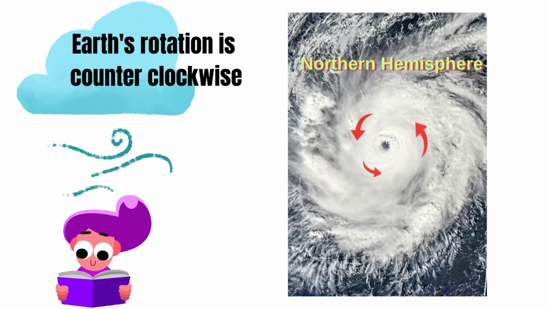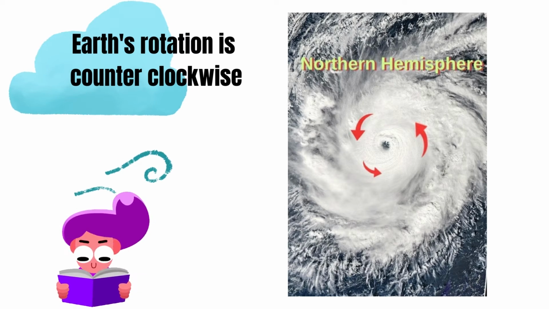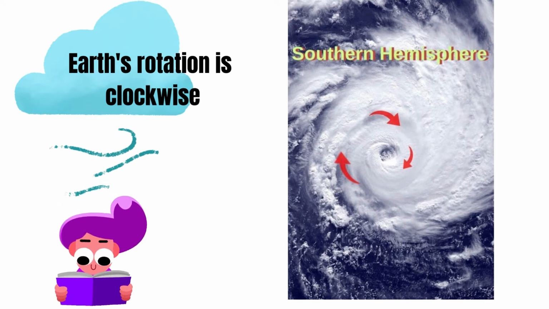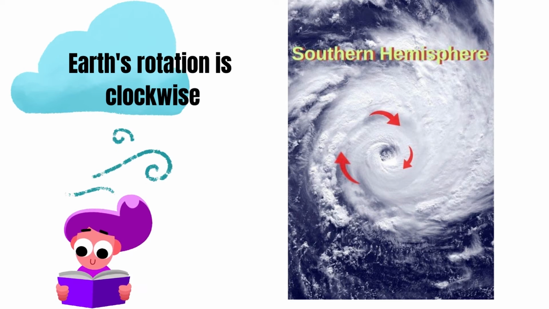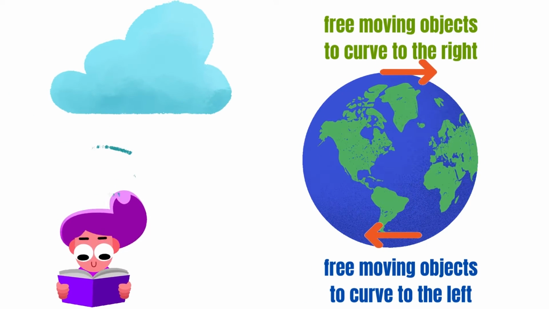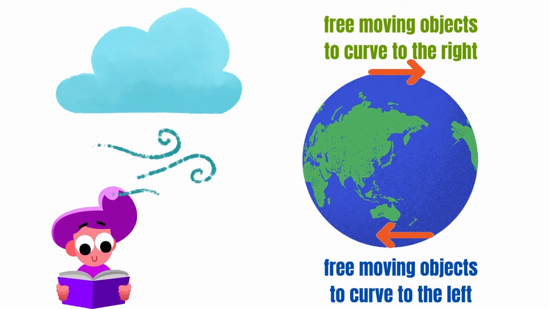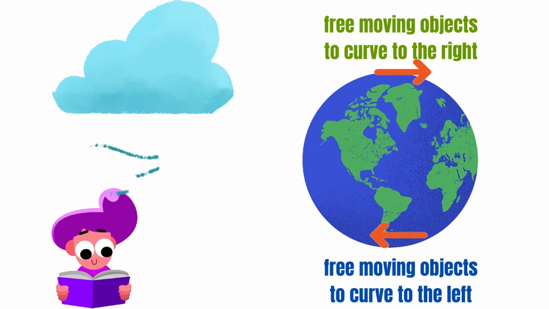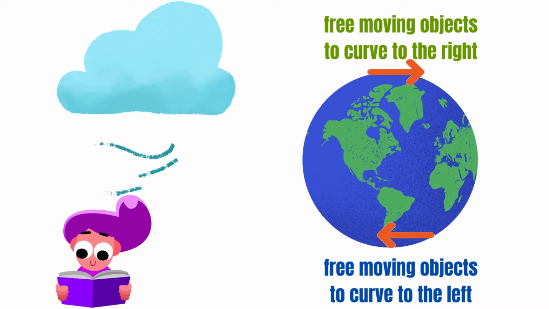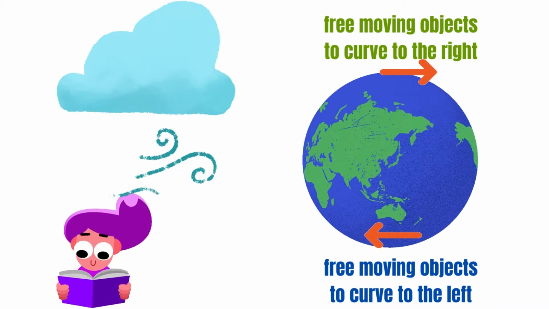In the northern hemisphere, Earth's rotation is counterclockwise as seen from above the North Pole. In the southern hemisphere, the rotation is clockwise as seen from above the South Pole. The Coriolis effect causes free-moving objects in the northern hemisphere to curve to the right and free-moving objects in the southern hemisphere to curve to the left.